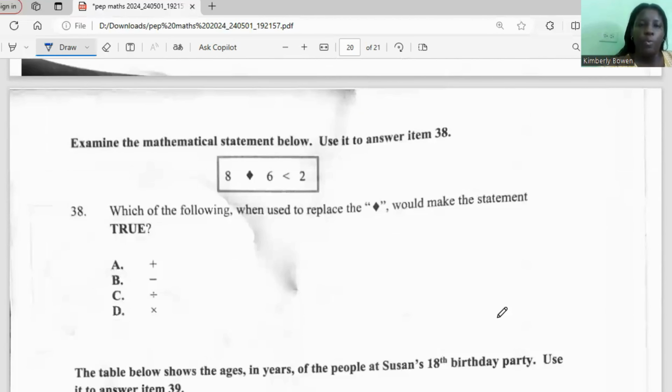Number 38. Which of the following, when used to replace the diamond, would make the statement true?